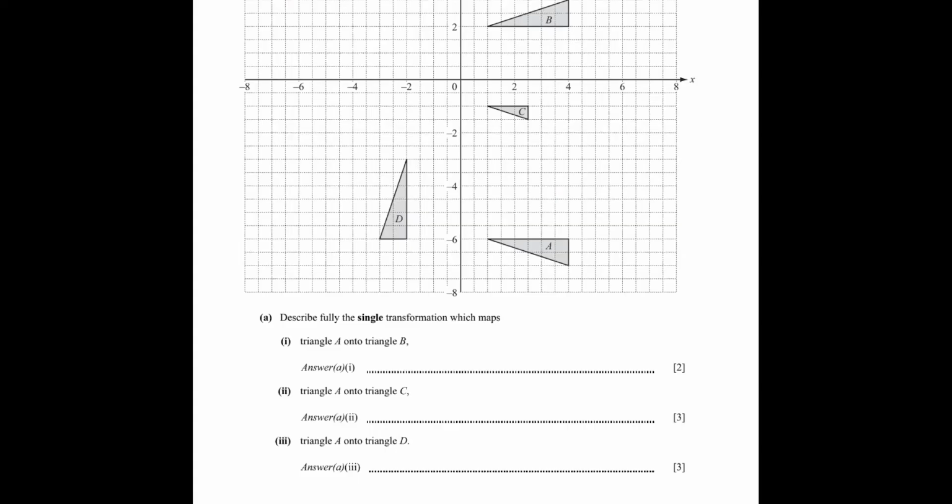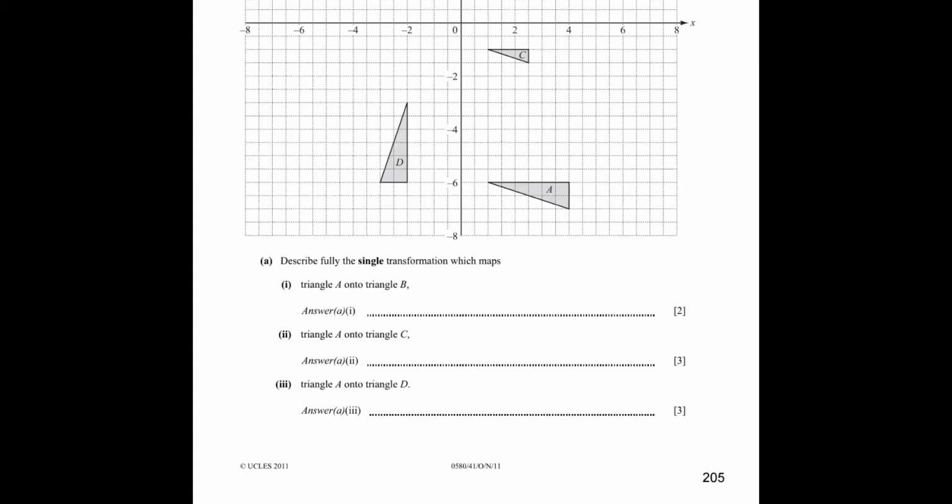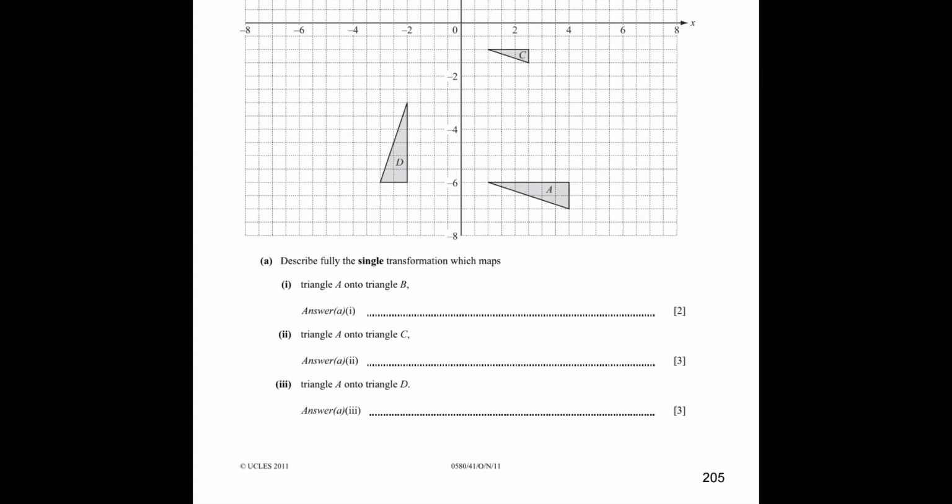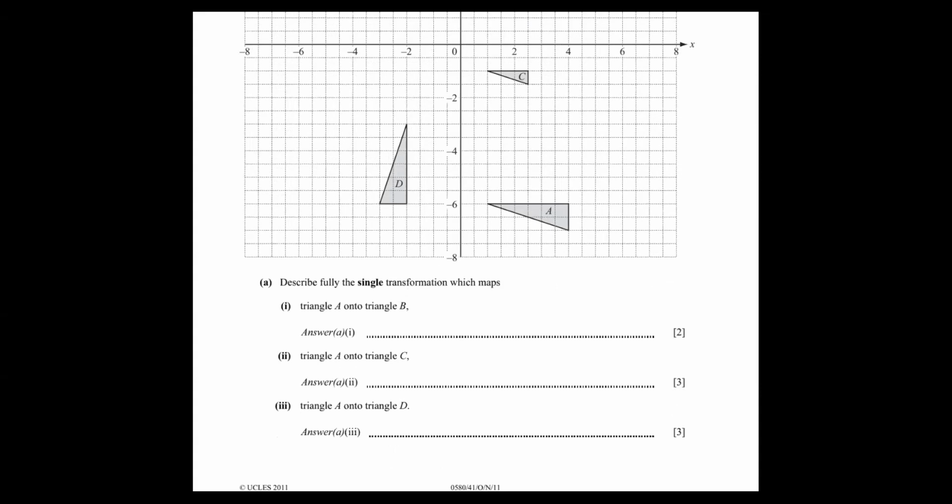So students, let's start this question. It came in the October 2011 variant, and I'm discussing only rotation. For example, what is going on? Describe fully the single transformation which maps A onto D. So A is shifting onto D.